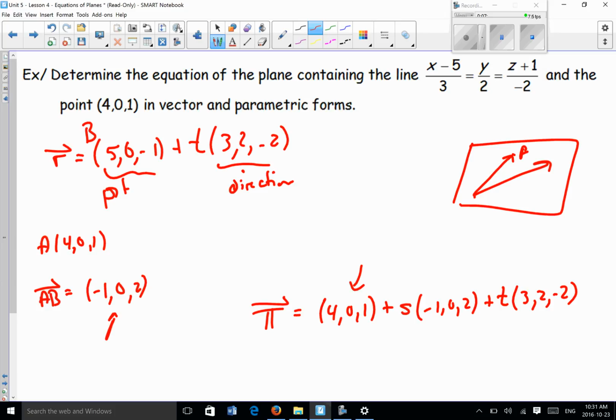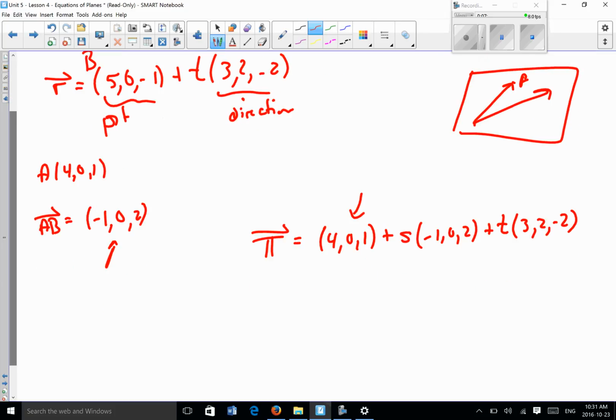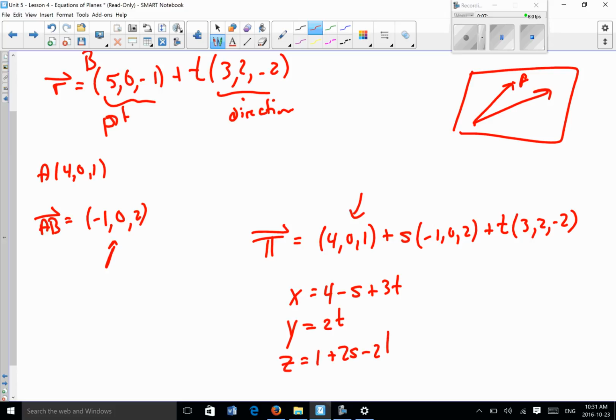Lots of choices. Parametric form. x equals 4 minus s plus 3t. y equals 2t. And z equals 1 plus 2s minus 2t. Okay, so there's our two forms.